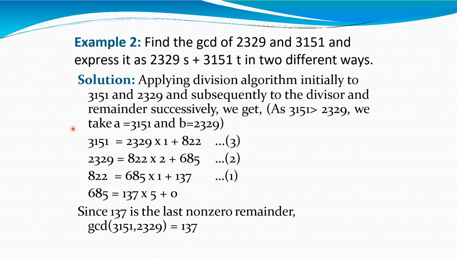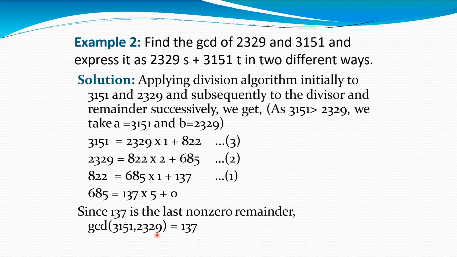2329. So divide A by B, then we get some quotient and remainder. After dividing 3151 by 2329, we get 1 as quotient and 822 as the remainder. Continuing in this way, finally we got remainder as 0. Now the last non-zero remainder is 137. So the GCD of 3151 and 2329 is 137.